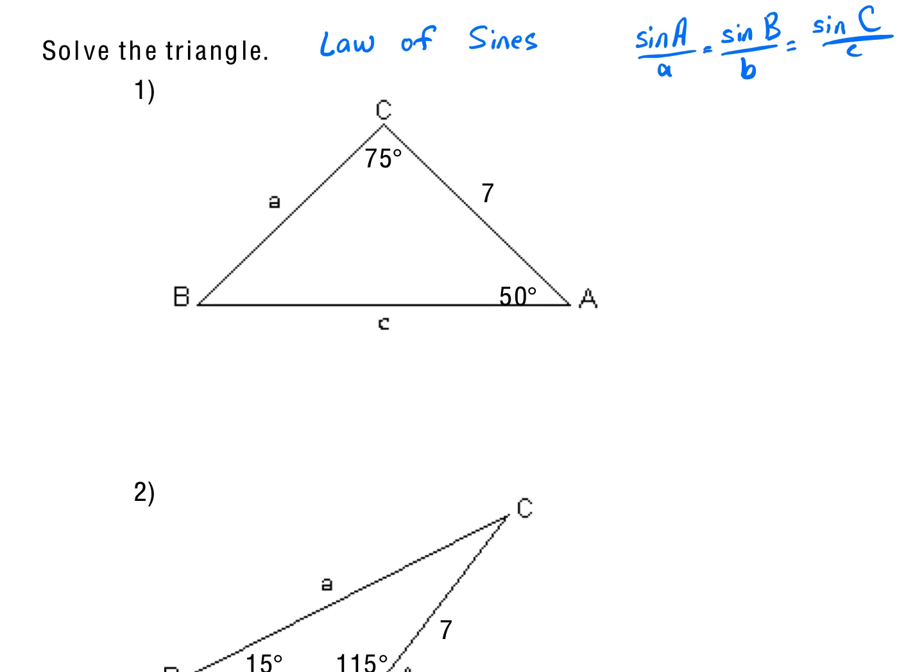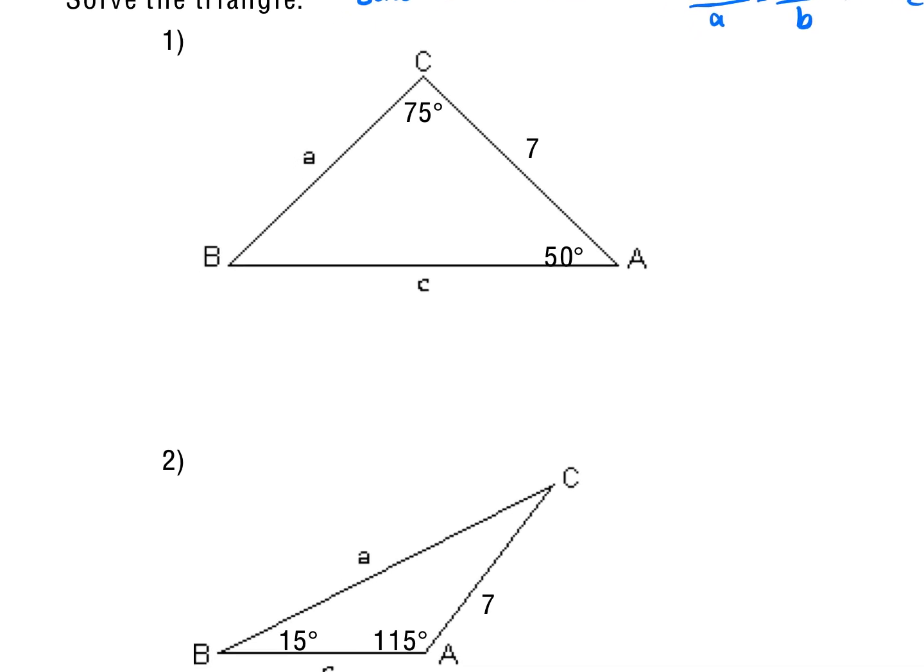We don't have a pair for number 1, so let's see if we can figure out a pair. What do all three angles in our triangle add up to? 180. So I'm going to do 180 minus the two angles that we have, so minus 75 minus 50.